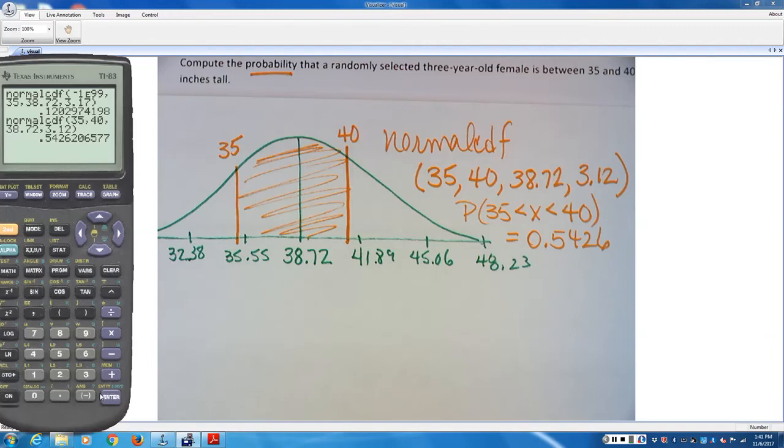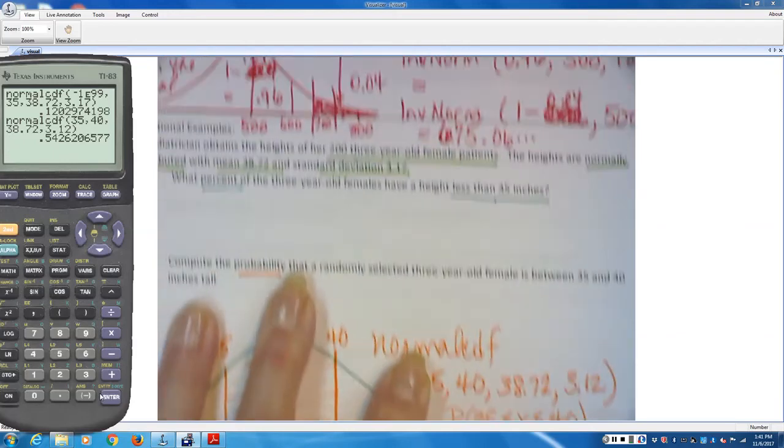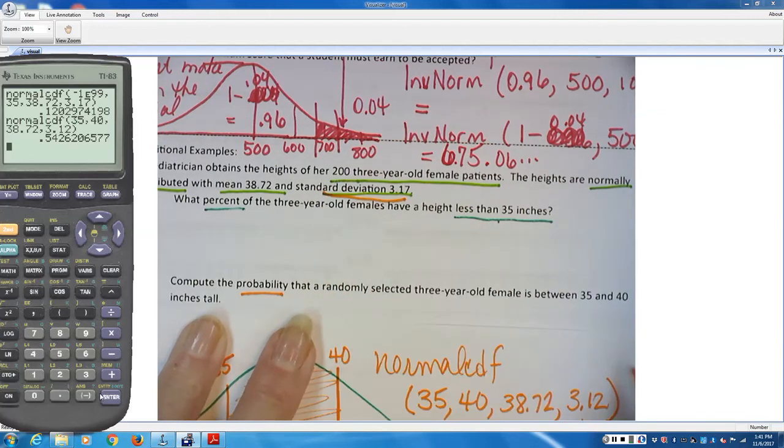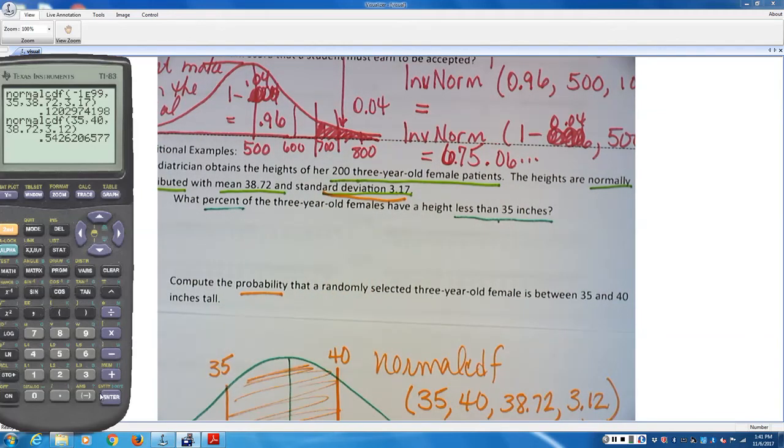I have a question. Yes. Where did you get the 3.12? From the original problem. Right here. Oh, I'm sorry. That changes things. Thank you.